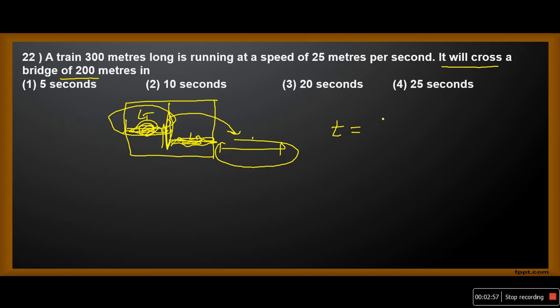Time taken is nothing but distance traveled by speed. What is the distance traveled? LT, the length of the train, plus the length of the bridge, divided by the speed of the train. The length of the train is given as 300, and the length of the bridge is given as 200, divided by, what is the speed given? 25. This is in meters, this is meters per second. So, on simplification you will get 20. So, the answer is 20 seconds.